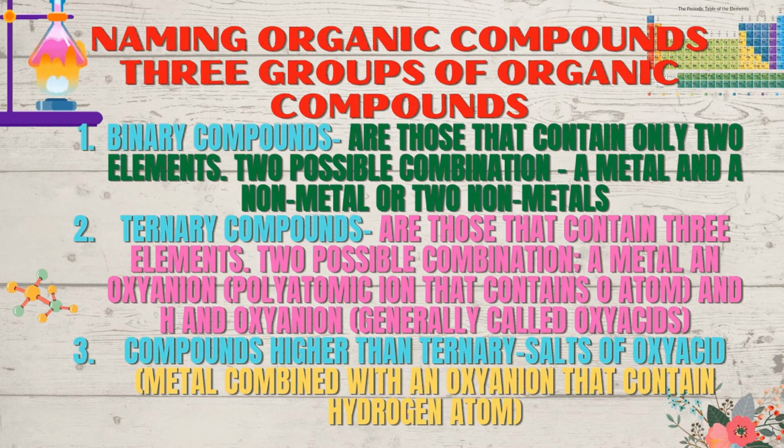Number 2 is the ternary compounds. Ternary compounds are those that contain three elements, with two possible combinations: a metal and an oxyanion, or the polyatomic ion that contains oxygen atom, and hydrogen and oxyanion, generally called the oxyacids. Number 3 is the compounds higher than ternary: salts of oxyacid, a metal combined with an oxyanion that contains hydrogen atom.